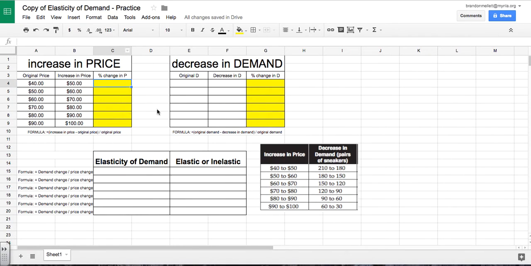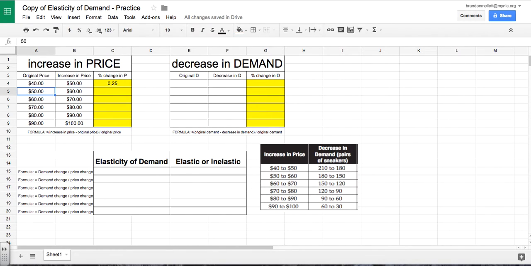So this is just calculating the increase in price by $10 each time, and we want to find out what is the percent change. The formula is provided here for you. We need to calculate the percent change in price. So we're going to go equals, parentheses, increase in price minus original price, parentheses, divided by original price. We hit enter, and the percent change in price is 0.25.